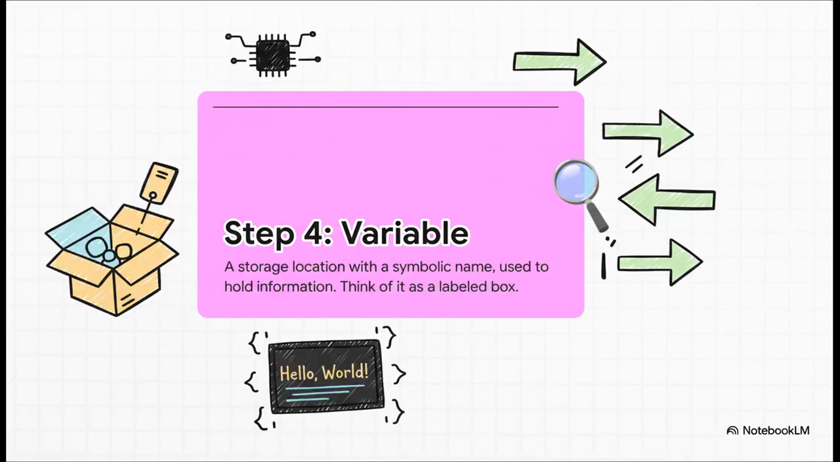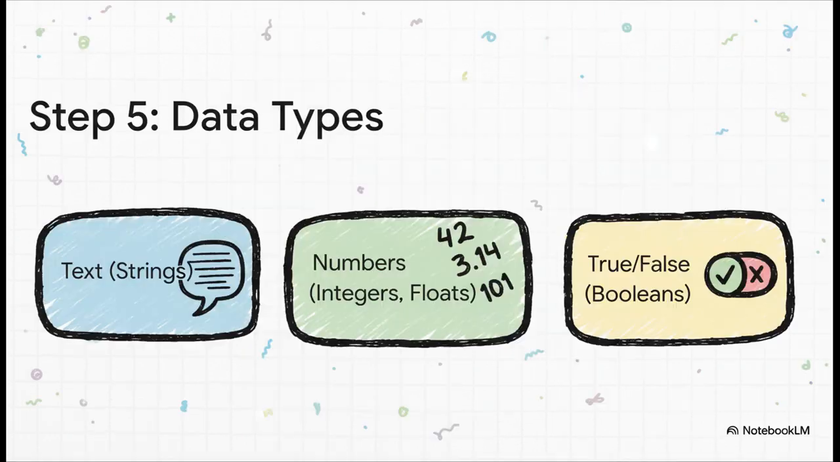Okay, so where do we keep all the information our program needs to remember? Well, we use variables, and the easiest way to think about a variable is just like a labeled box. You can give it a name, say player score, and then you can put something inside it, like the number 100, and later you can just find the box by its name and see what's in there, or even change it.